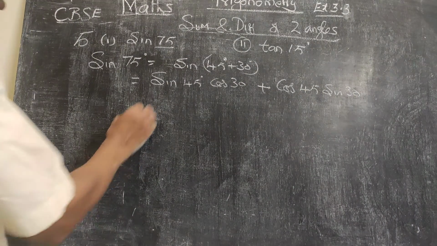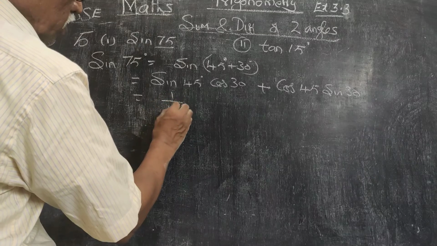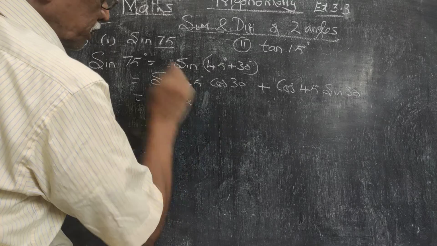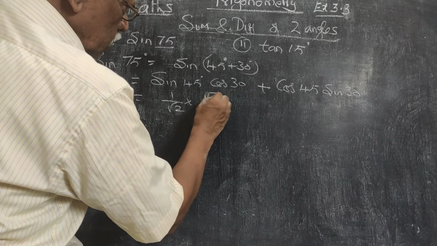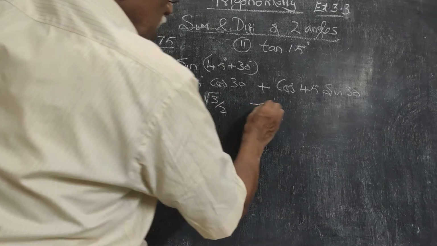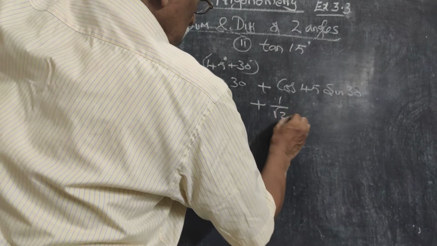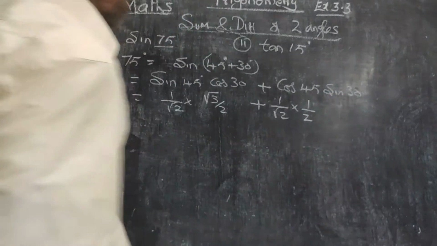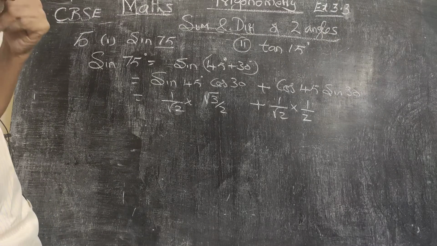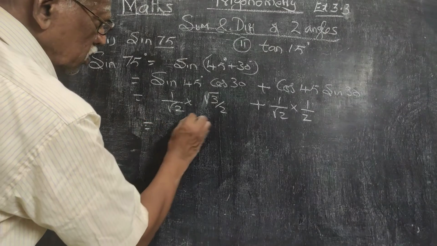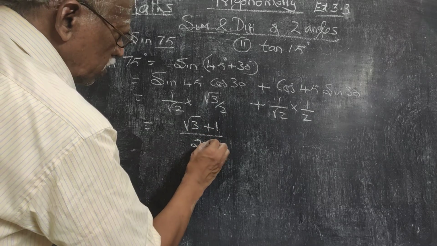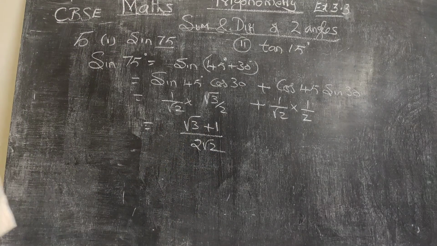Now you substitute the values. This is 1 by root 2. Cos 30 is root 3 by 2. Cos 45 is 1 by root 2. Sin 30 is 1 by 2. The result is now root 3 plus 1 divided by 2 root 2. That is the value of sin 75.